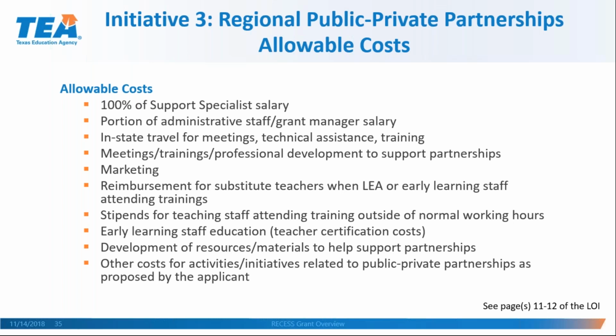Additional allowable costs include a portion of grant manager and/or administrative personnel salary, in-state travel for meetings, technical assistance, training, meetings or professional development or training to support public-private partnerships, marketing to promote partnerships at the local level, such as promotional videos, radio or TV ads, billboards, print materials, social media campaigns, or other marketing tools, reimbursement for substitute teachers when LEA or Early Learning Center staff attend trainings or meetings, stipends for teaching staff attending training outside of normal working hours, and lastly, Early Learning Center staff education, such as teacher certification costs.